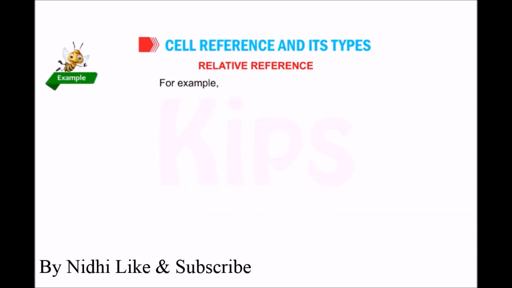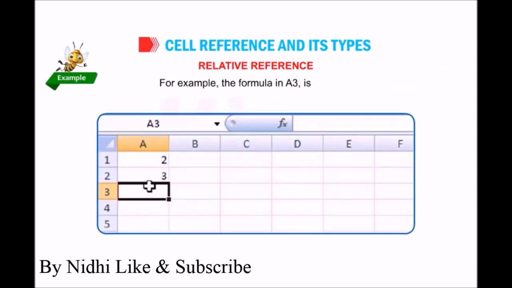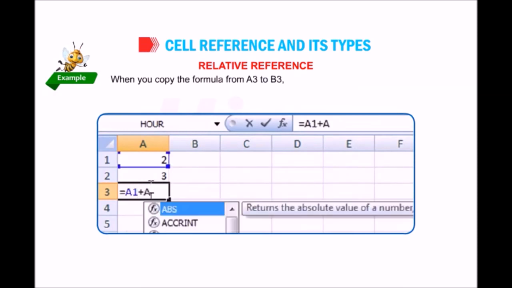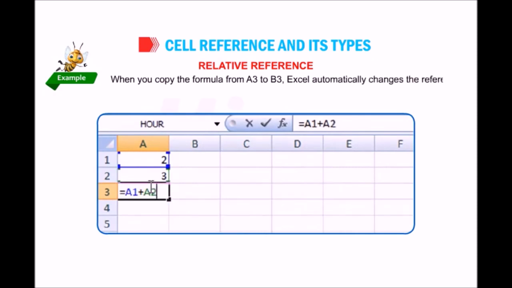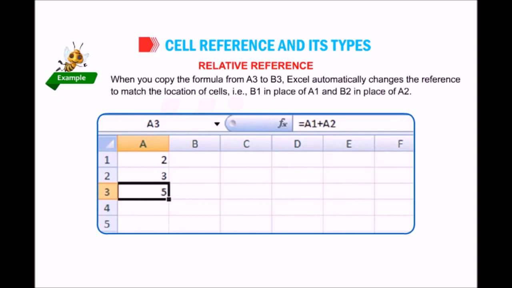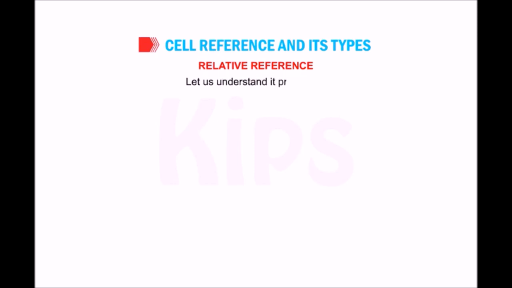For example, let's say the formula in A3 is equal to A1 plus A2. When you copy the formula from A3 to B3, Excel automatically changes the reference to match the location of cells, that is, B1 in place of A1 and B2 in place of A2. Let us understand it practically.